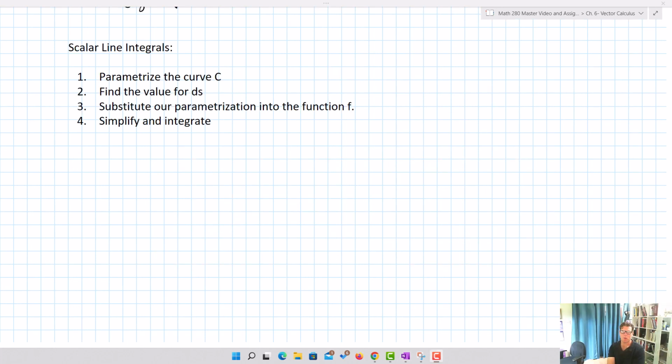So this completes part 1 of our work with line integrals. We're going to start out with, first, you want to parametrize the curve C in terms of x, y, and z, whatever. Then find the value for ds, which is that ds that you saw in Calc 2, or your second semester calculus course. Essentially it's just that distance formula where instead of values for x, y, and z, we plug in the derivatives. Then we'll substitute our parametrization into the function f. Then we just simplify and integrate, and that pretty much explains what we're doing here with scalar line integrals.